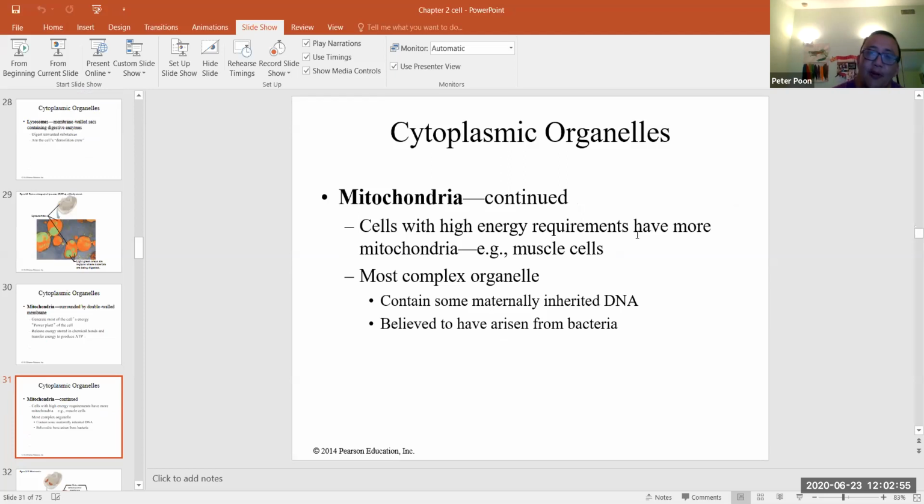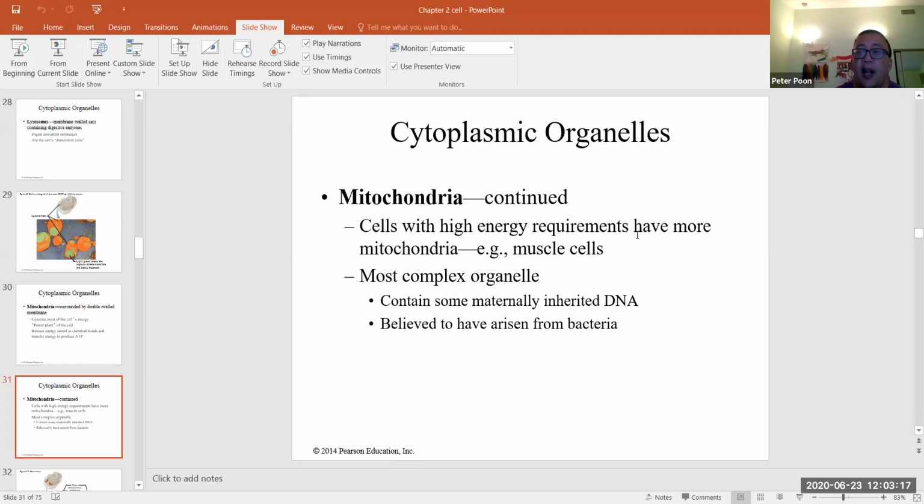It is a really complex organelle. What it actually is, is a bacteria that has evolved to live inside your cells. This is why they have DNA inside the mitochondria.